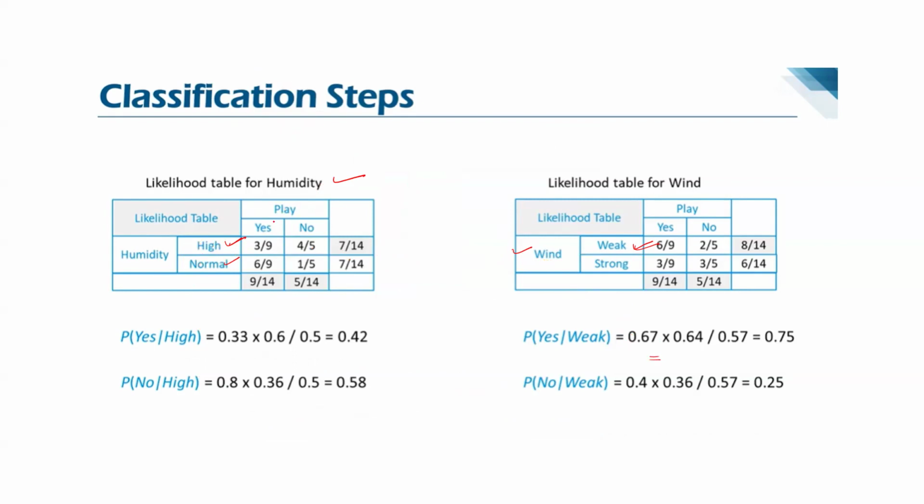Check the answers whether you have got the same or not. Cross check the values. If there are some mistakes, rewrite the table and find out whether these answers are correct or not. This is the way we find the likelihood for humidity. For humidity, we will calculate only high, and for the likelihood table for wind, just calculate only for weak.